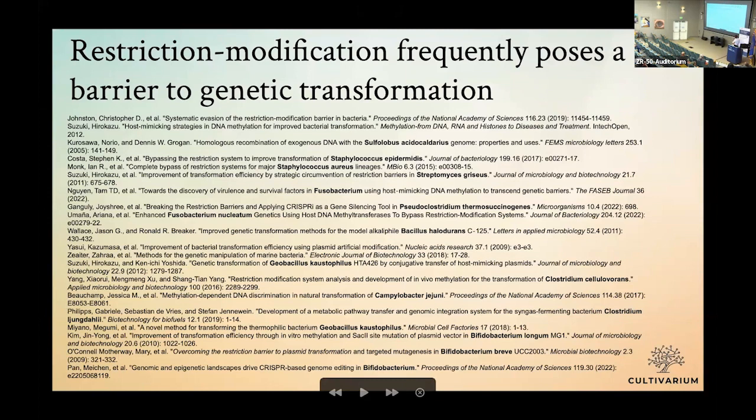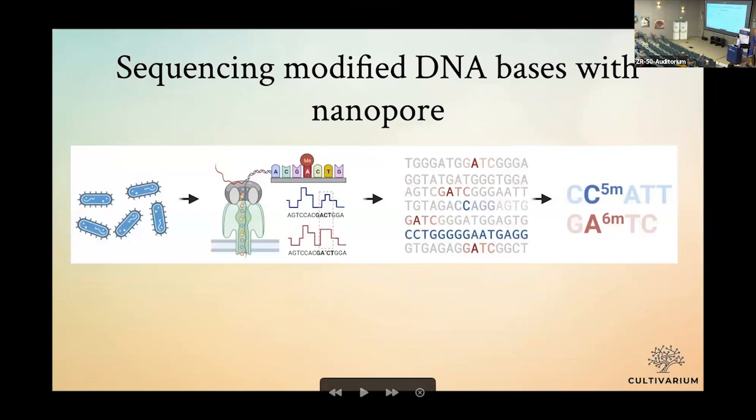What a lot of people have found in the literature is that for a wide variety of microbes in the lab, restriction modification can pose a serious barrier to genetic transformation. There's a whole bunch of papers on all sorts of different microbes that have knocked out or otherwise circumvented restriction modification systems and found that could drastically improve, sometimes by orders of magnitude, transformation in those strains. So the first thing on our minds with restriction modification is detecting when it's active.